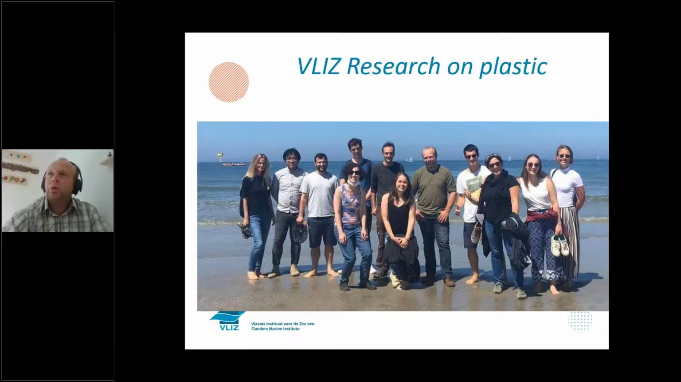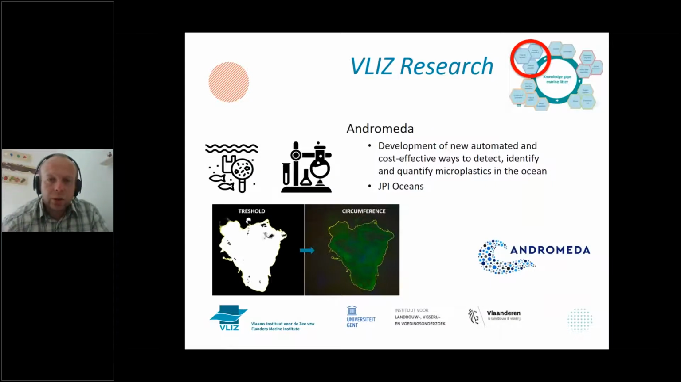I won't go over all these projects, but I just selected a few for you, which I believe are most interesting. One of the first projects is the Andromeda project, which is a JPI Oceans funded project. There we really target this first cluster of knowledge gaps, where we have the lack of protocols. Within Andromeda, we aim to develop a new automated and cost-effective way to detect, identify and quantify microplastics in the ocean. Here we base ourselves on existing fluorometric methods that we try to combine with micro-FTIR to be able to obtain polymer-specific information.